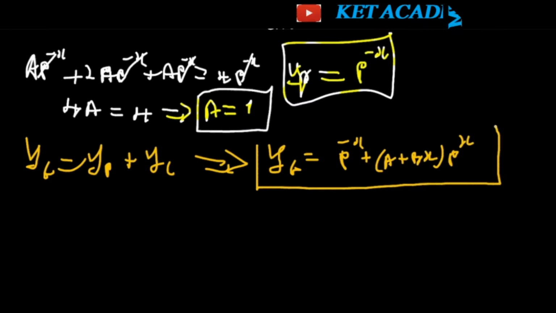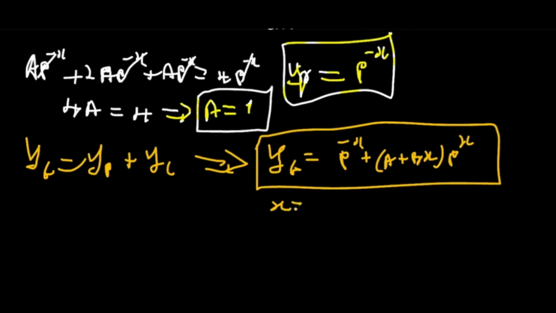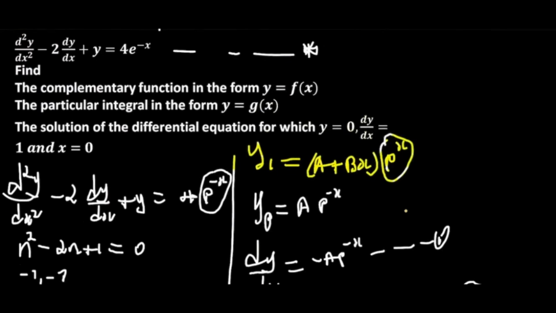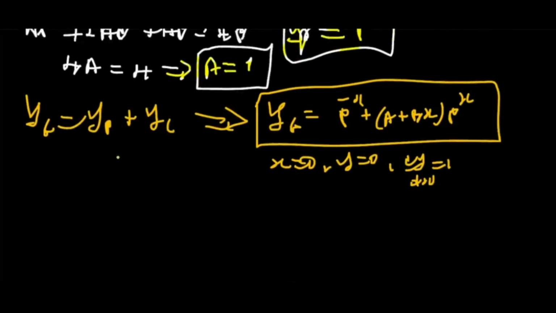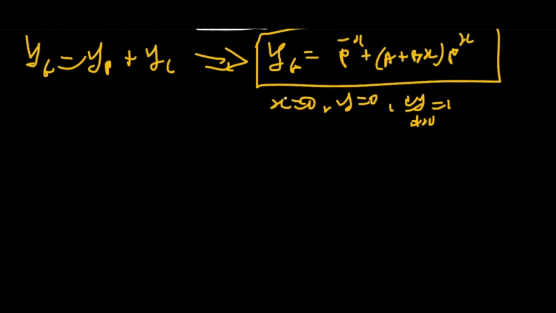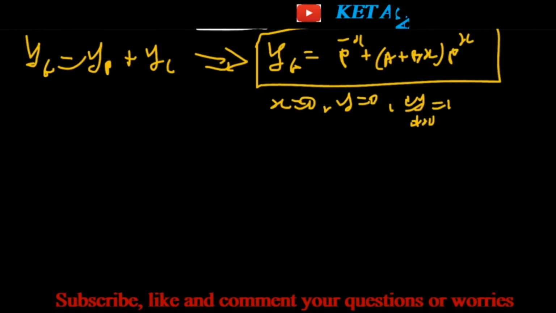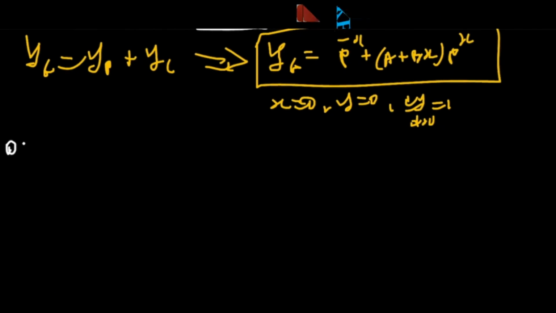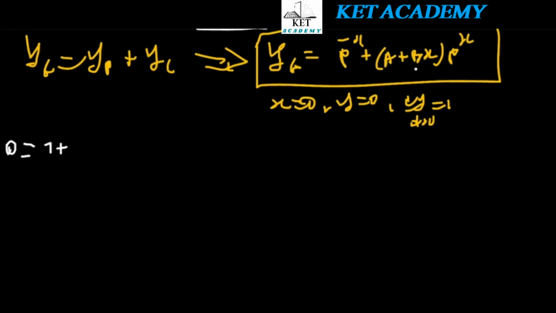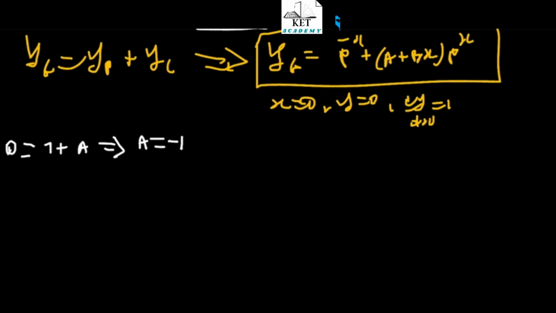So that's our general solution, but we were given the conditions: x was 0, y was 0, and dy over dx was 1, if I'm correct. Those are the conditions. Now to get the solution, we're simply going to substitute them back in our general solution. So y is 0, so 0 should equal, since x is 0, 1 plus a. So this implies that our a in the general solution will be minus 1.